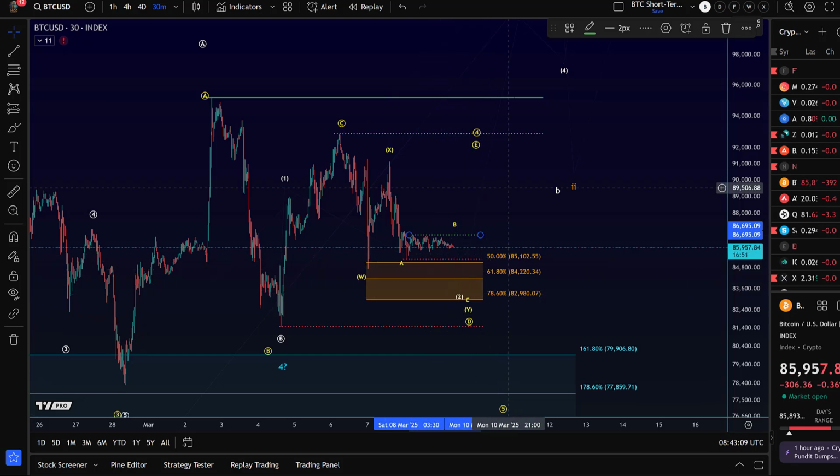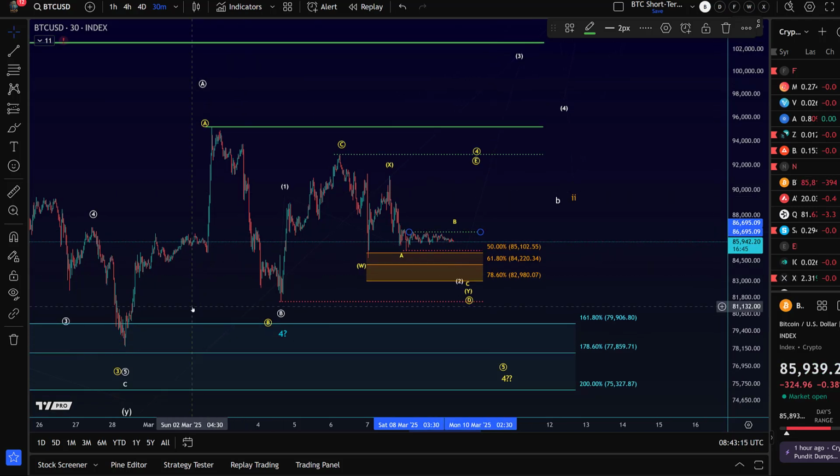So as long as we're above that on the shorter time frame, I'm watching the white count, which allows for the interpretation that we've already seen a low in wave 4 on the 28th of February, and we could move up to 130k plus straight away.